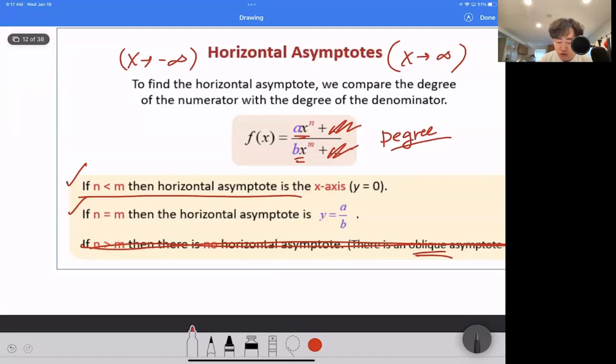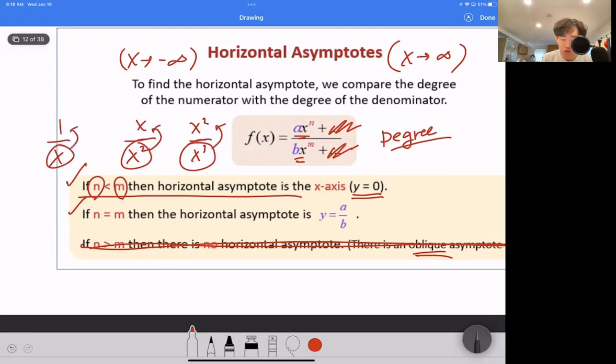When the numerator's degree is less than the denominator's degree, you will always say that the horizontal asymptote is y is equal to 0. That's it. So for example, let's say I give you x over x squared, x squared over x cubed, or 1 over x. All of these have a denominator's degree bigger than the numerator's degree, so you will always have y is equal to 0 for your asymptote.